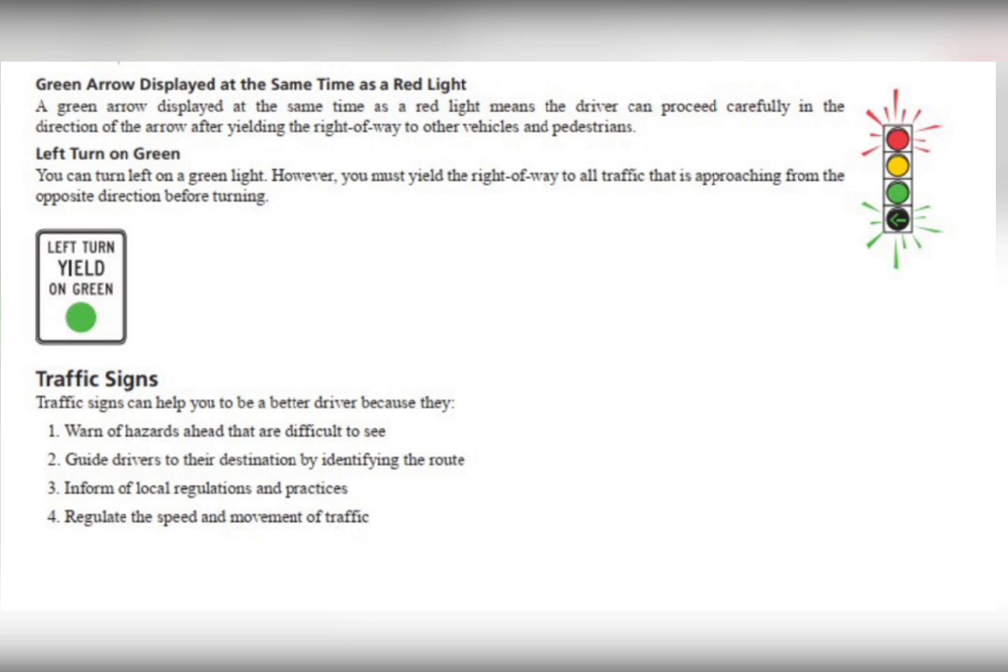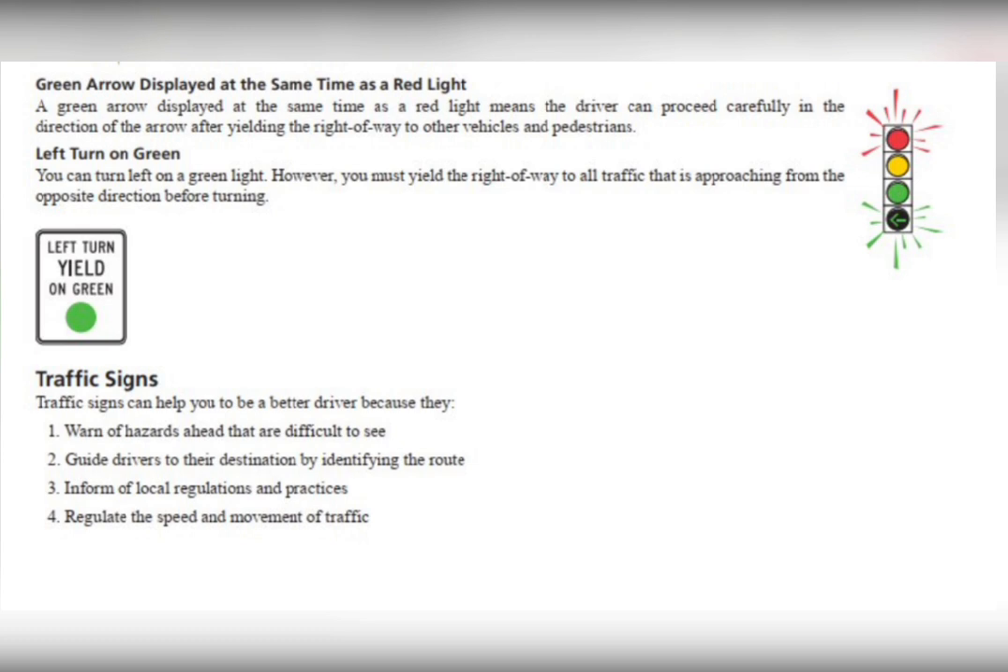Green arrow displayed at the same time as a red light. A green arrow displayed at the same time as a red light means the driver can proceed carefully in the direction of the arrow after yielding the right-of-way to other vehicles and pedestrians. Left turn on green. You can turn left on a green light. However, you must yield the right-of-way to all traffic that is approaching from the opposite direction before turning.